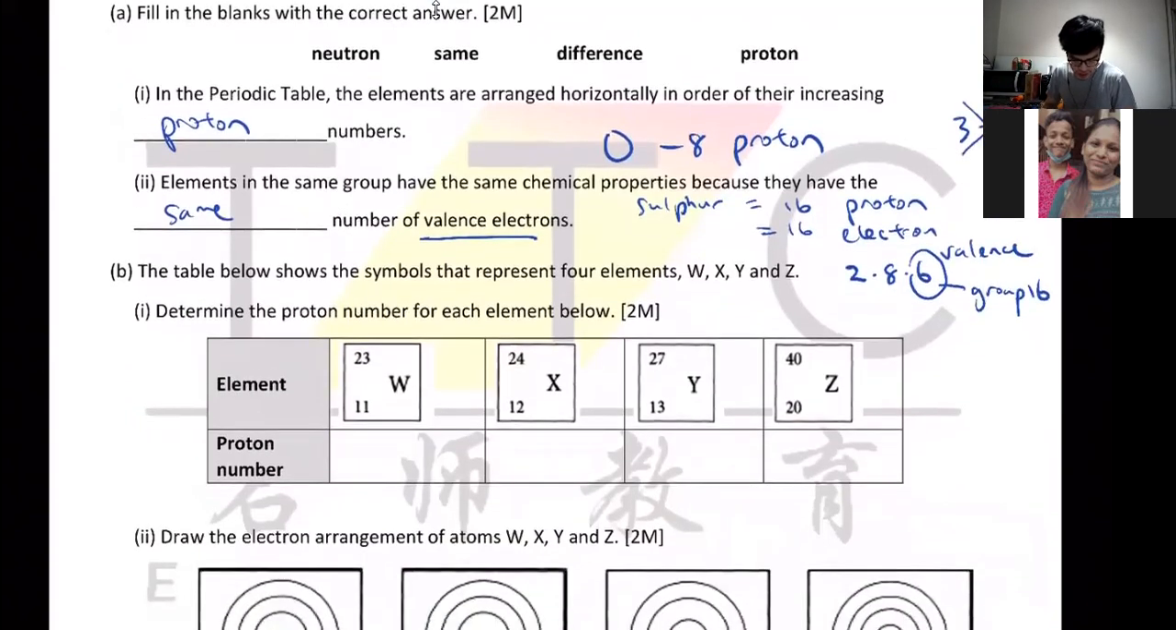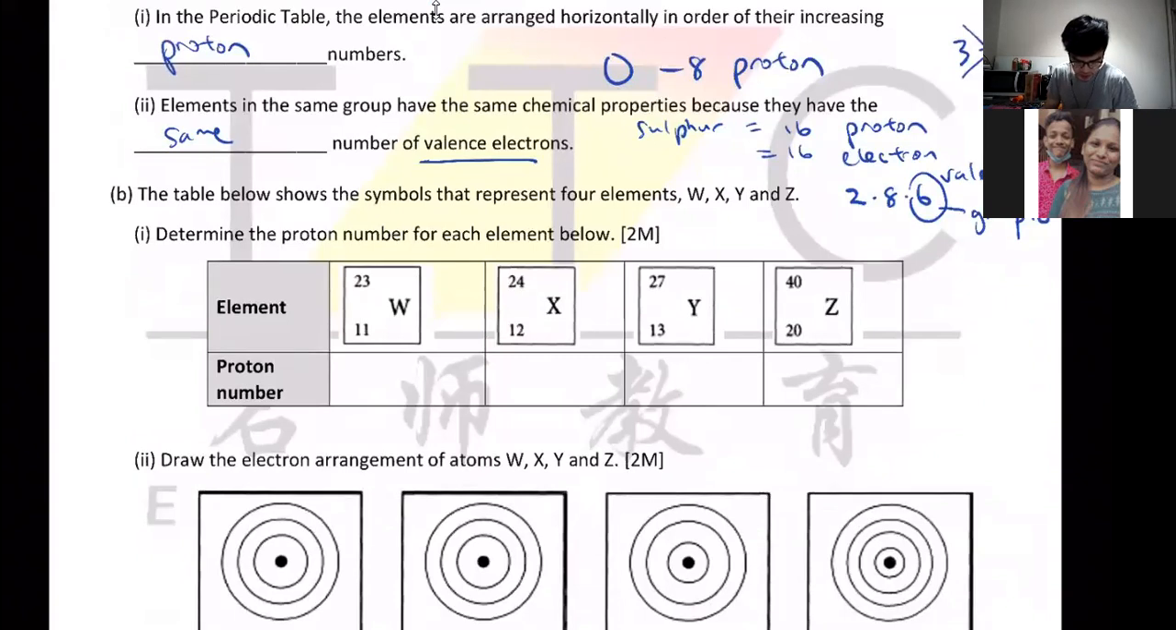Okay, so valence electron. So the table below shows the symbols that represent 4 elements W, X, Y, Z. Determine the proton number. So where is the proton number? This one. Proton number is always the smaller number. Okay, it's always the smaller number because in your nucleus, the middle nucleus is proton plus neutron. So if you take away the neutron, that's the proton. That's why it's always the smaller number. This 23 here is the nucleon number, which is the total number. The total number is always the bigger number. The proton number is always the smaller number.